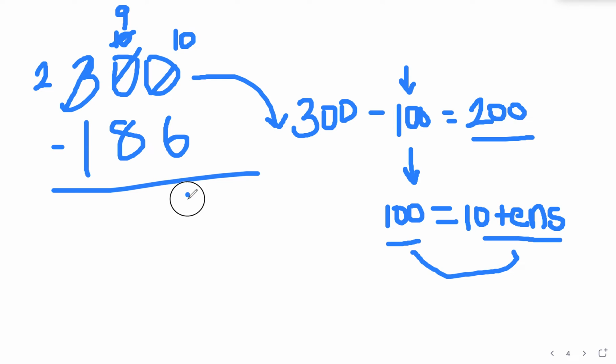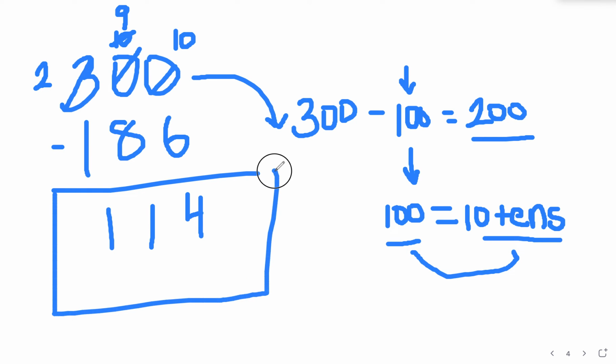And 10 minus 6 is 4. And 9 minus 8 is 1. And 2 minus 1 is 1. Or 10 ones minus 6 ones is 4 ones. 9 tens minus 8 tens is 1 ten. And 200 minus 100 is 100. So my final answer would be 114.